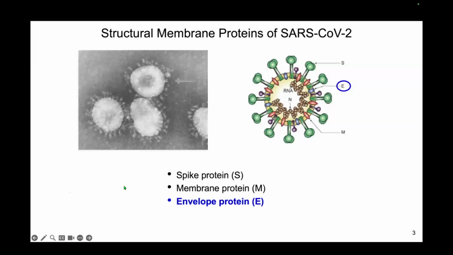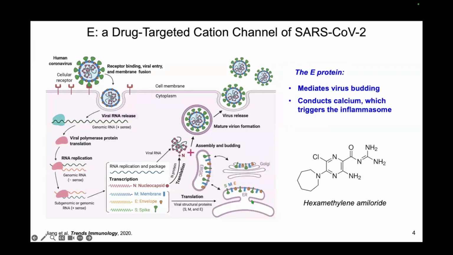In the SARS-CoV-2 virus, we know that there are three structural membrane proteins: the spike protein, the membrane protein, M, and the envelope protein. This E protein is the smallest and is the most mysterious because it's too small to be seen by the traditional structural biology techniques. So what do these three membrane proteins do? Well, they orchestrate their actions at different time points of the life cycle of the SARS-CoV-2 virus. We know that the spike protein brings the virus into the cell by binding to cell surface ACE2 receptors.